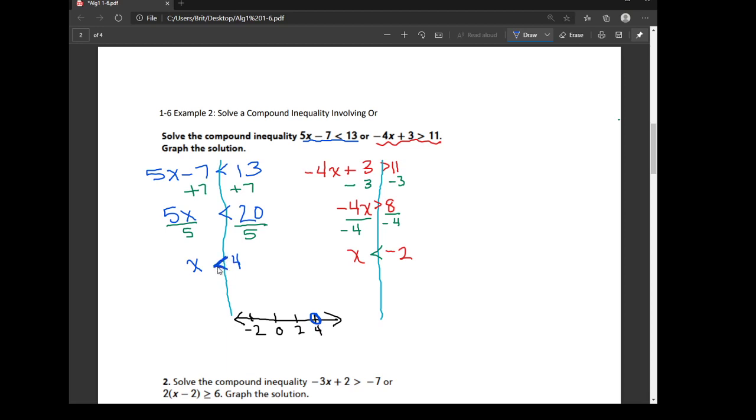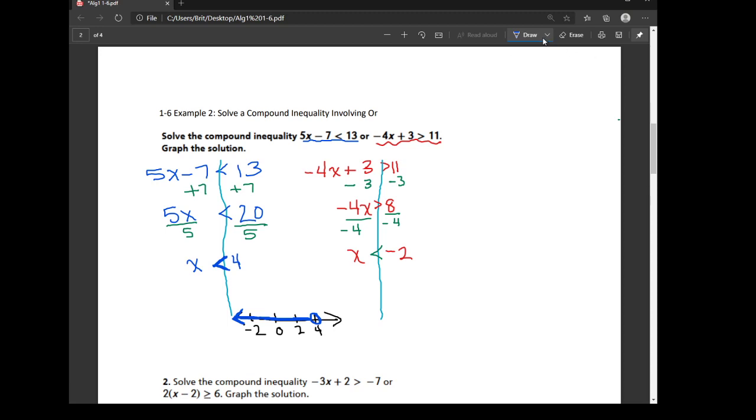My inequality does not say it can be equal to. So because there's no line under here, I keep this hollow. And then x is less than 4 goes this way. So there's my blue one.